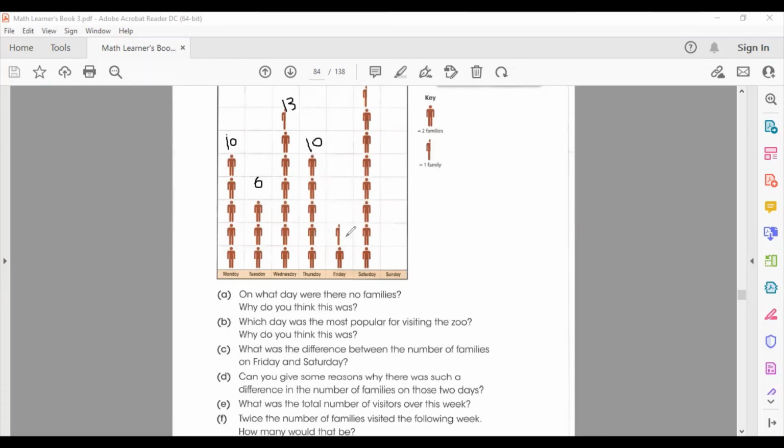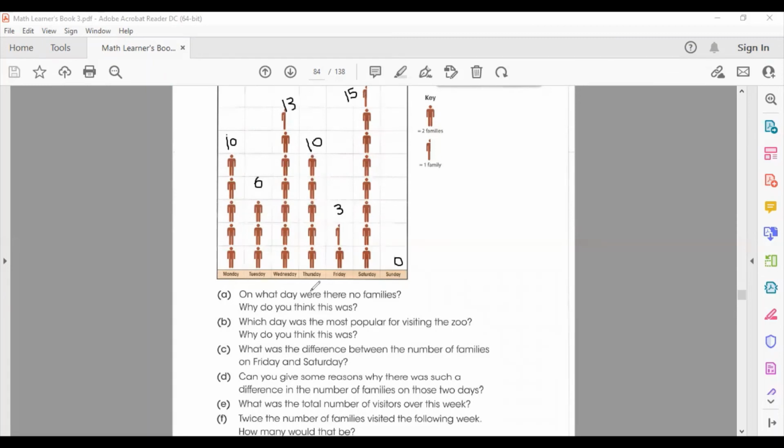And on Friday, 3 only. And Saturday 13, 14, 15, because here it is 13, so it's half, 14 plus 1, 15. Sunday 0. Now we solve our pictogram. Now we know the number for each day.